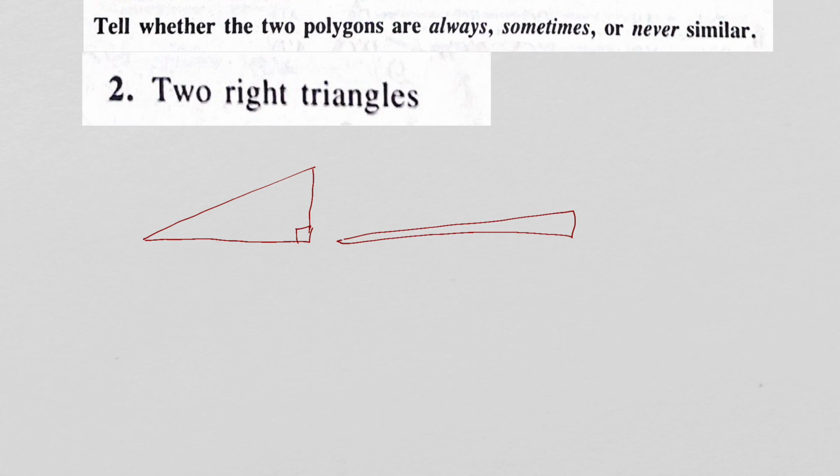Two right triangles would be sometimes, and the reason why is you could draw one right triangle like this, and you could draw one right triangle like this. These are obviously not similar, but sometimes they will be, because you could draw a larger triangle than this with a scale factor, multiply this side to get something, multiply that to get the other side, and multiply by the same factor to get that side. So this would be sometimes.